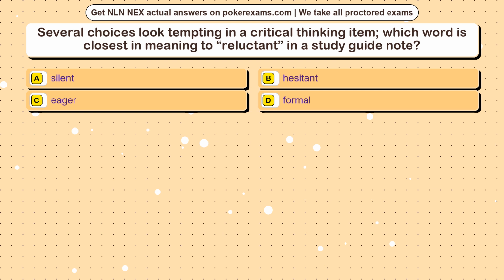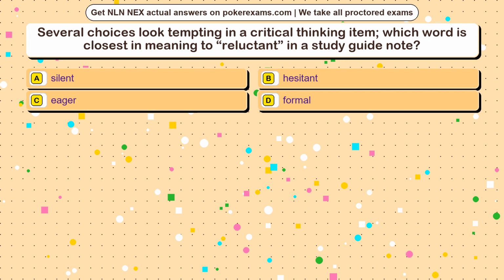Question 12. Several choices look tempting in a critical thinking item. Which word is closest in meaning to reluctant in a study guide note? Option A, silent. Option B, hesitant. Option C, eager. Option D, formal.